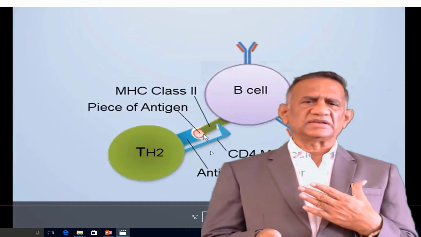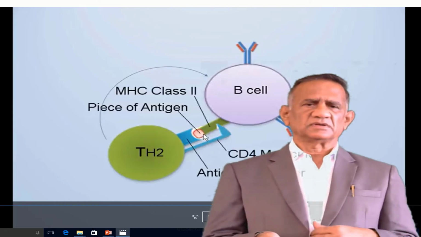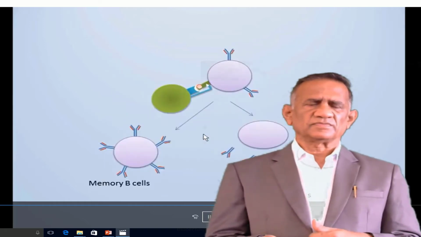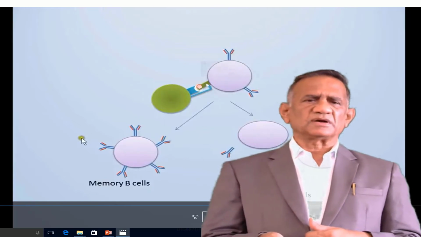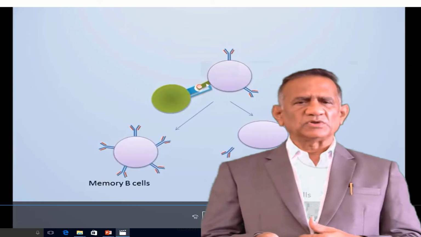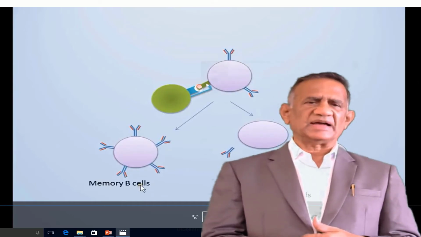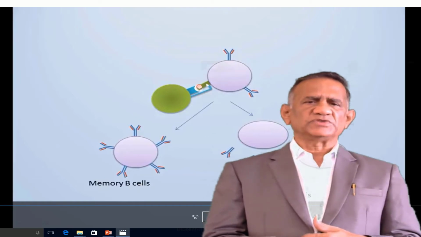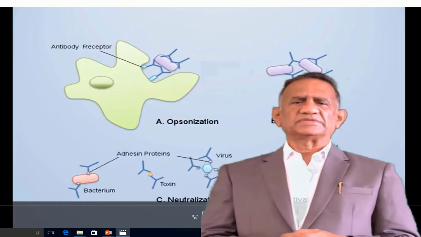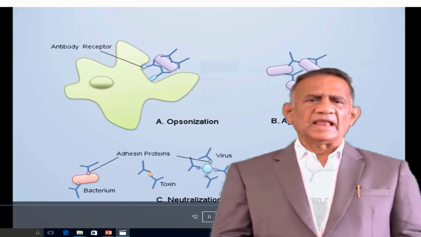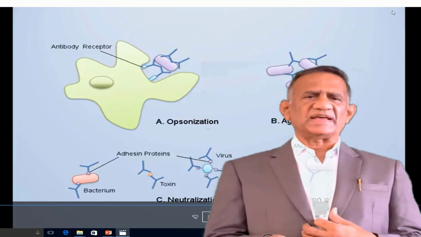Once the B cell is activated, the B cell produces immunoglobulins. The B cell produces a bunch of immunoglobulins. All these immunoglobulins are produced by both plasma cells and the memory cells. But the memory cells are kept aside for future use, and the plasma cells along with these immunoglobulins are being used for therapy.